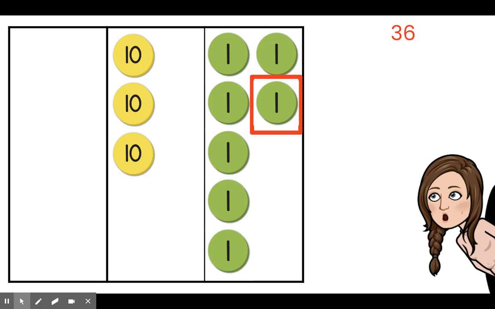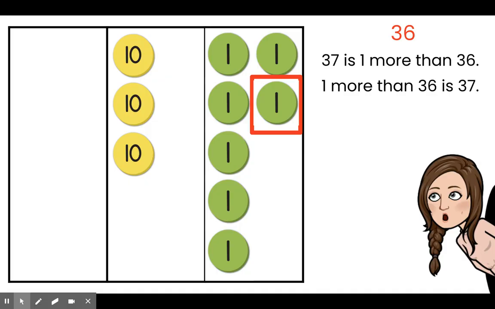Can you tell what number is now represented on our place value chart? 37. Let's use a sentence frame to describe adding 1 to our place value chart. We could say 37 is 1 more than 36. We could also say 1 more than 36 is 37. Both of those statements are true. What is it that we did? That's right, we added 1.